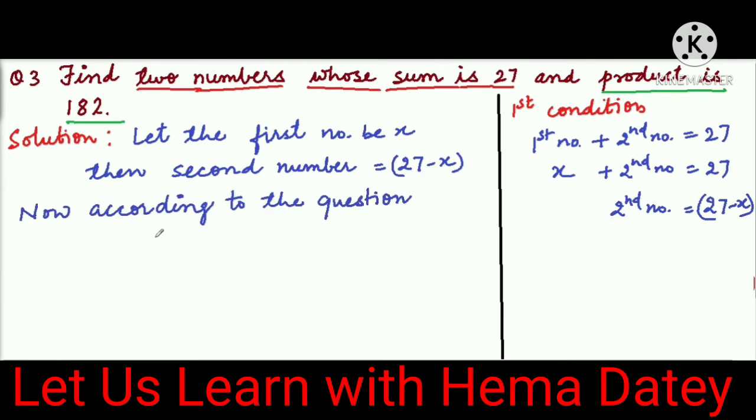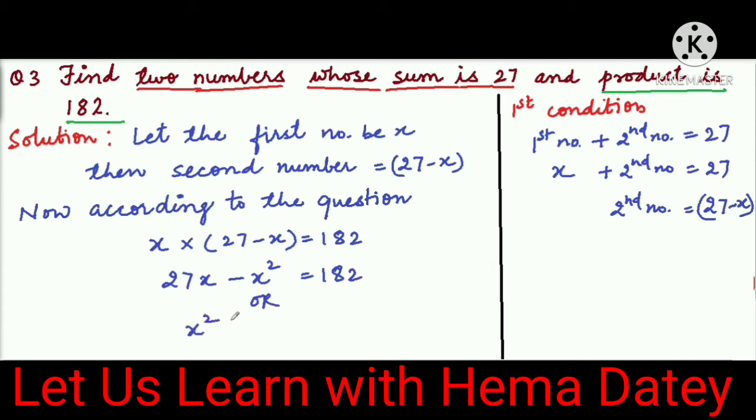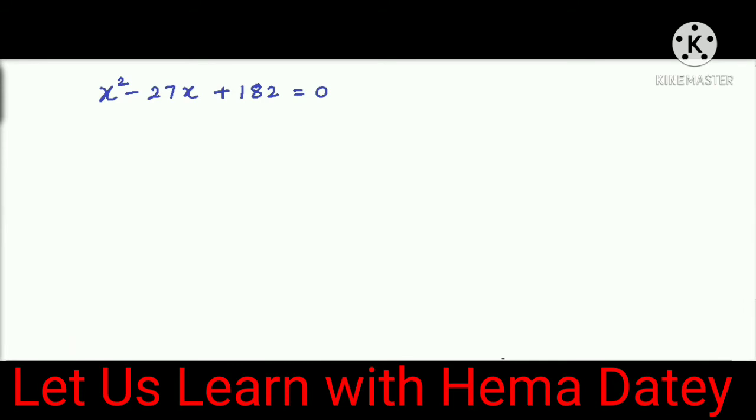Let's see the second condition in the question. It is given that the product of the numbers is 182. So we write, now according to the question, x into 27 minus x is equal to 182. After solving this, we get a quadratic equation x square minus 27x plus 182 is equal to 0. We split the middle term 27x.